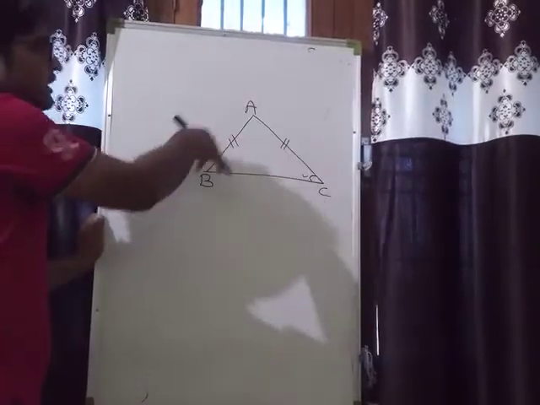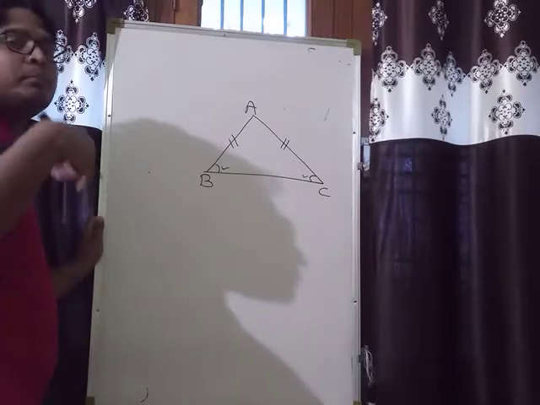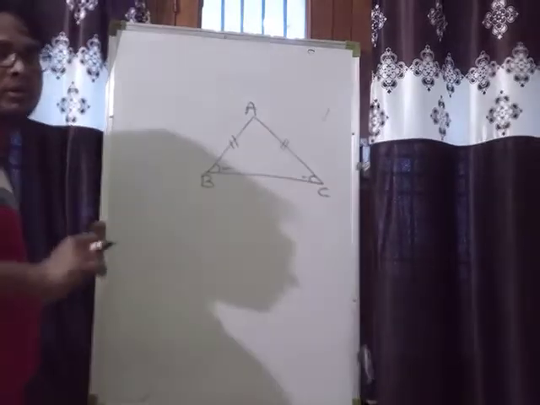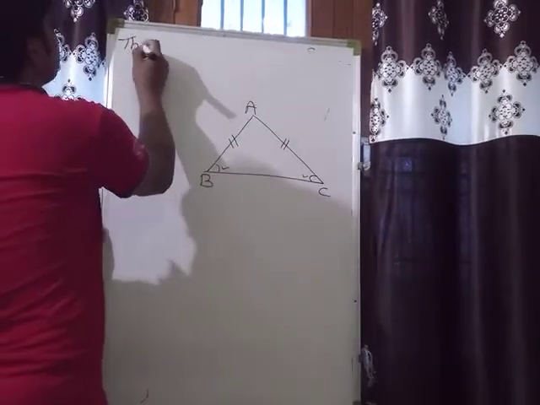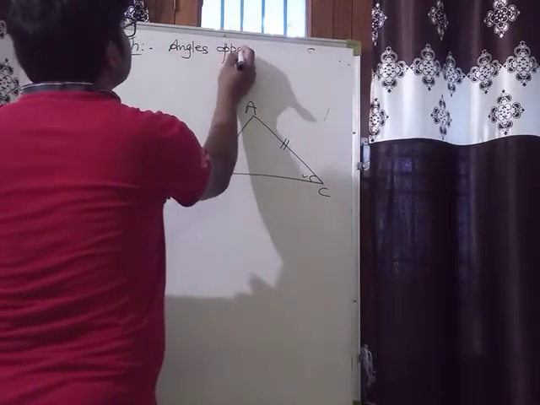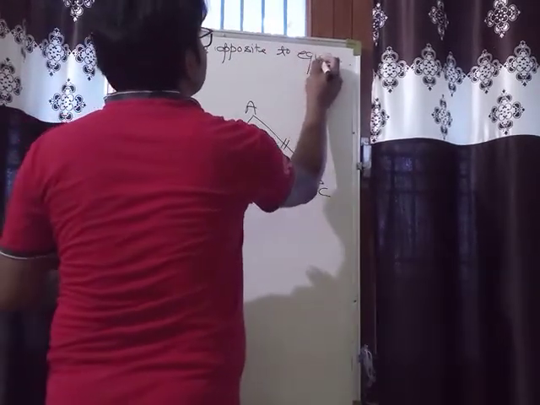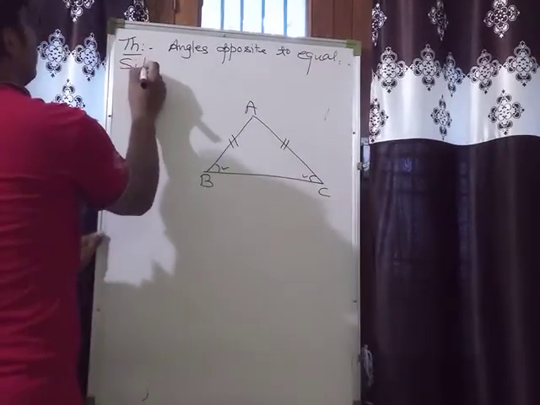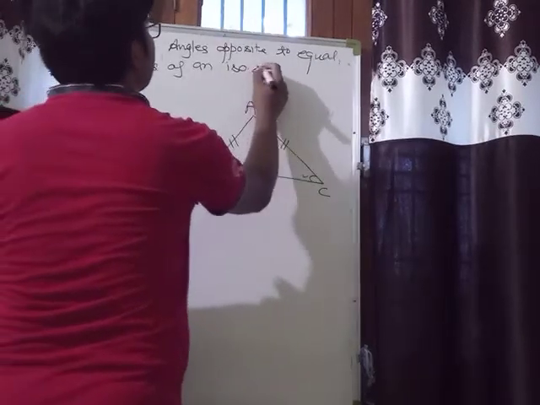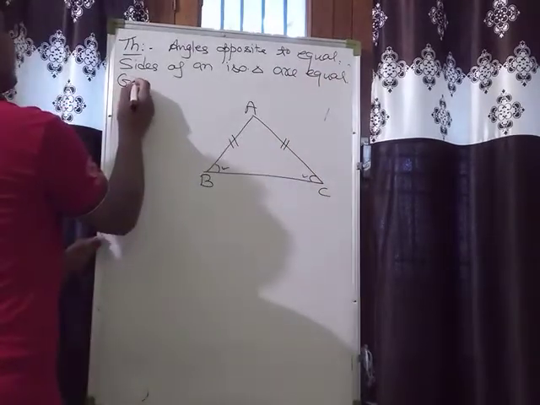In this triangle, it is given that the two sides AB and AC are equal, and we will prove that the angles opposite to these equal sides will also be equal. Means, what is the theorem? Angles opposite to equal sides of an isosceles triangle are equal. What is given here?